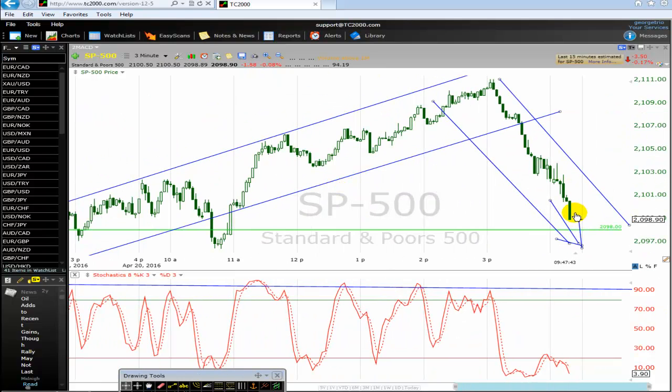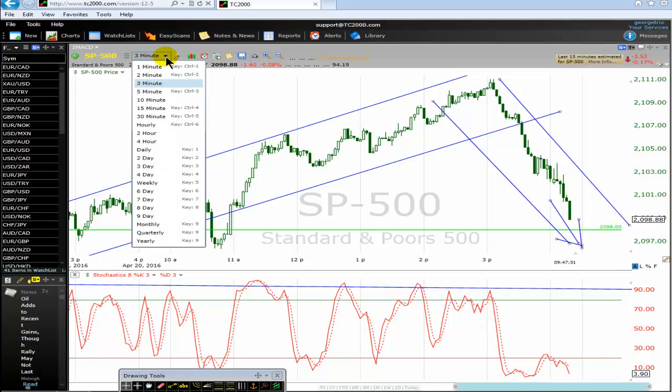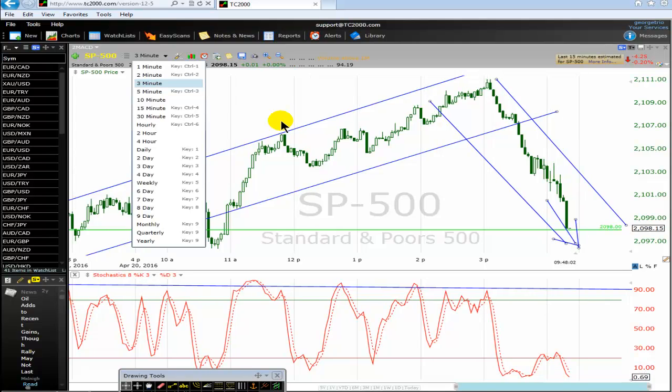So I'm still waiting. My order, you see the price coming near my order here. I didn't want to sell it here. I'm waiting for it to come to this level, 2098. So my trading setup is a bearish trading setup, a stochastic bearish divergence on the 2-hour time frame. So now the next question, where do we see bearish divergence?